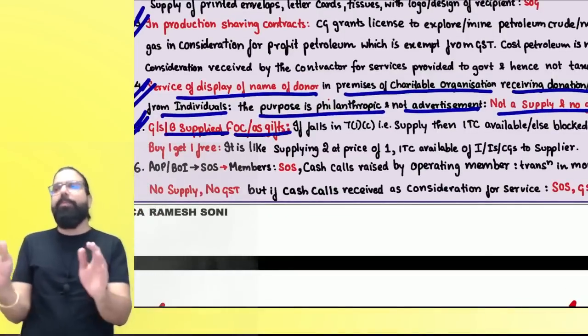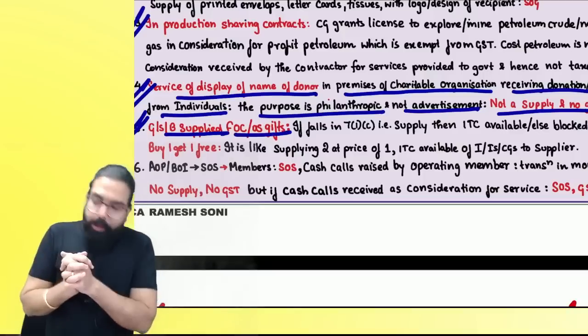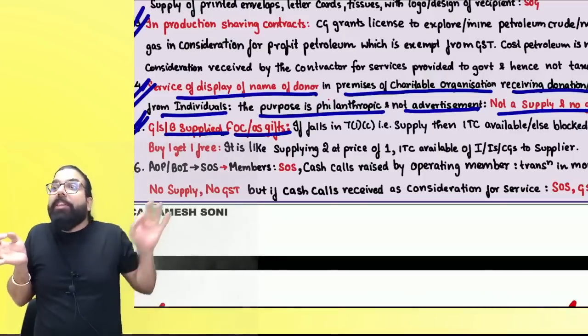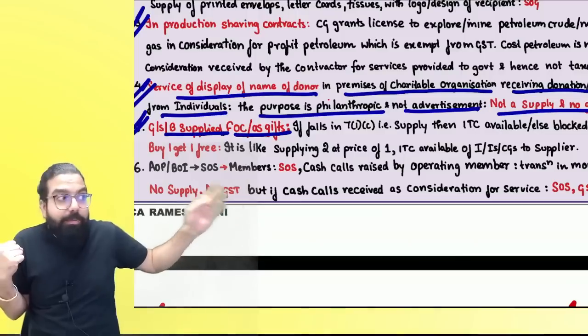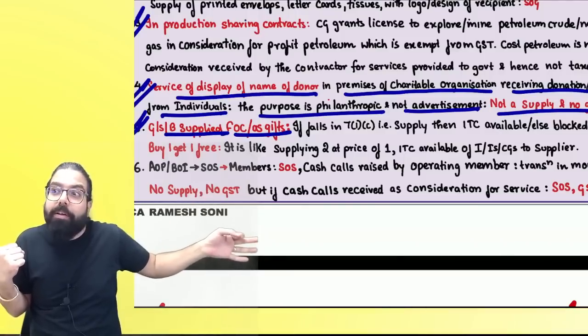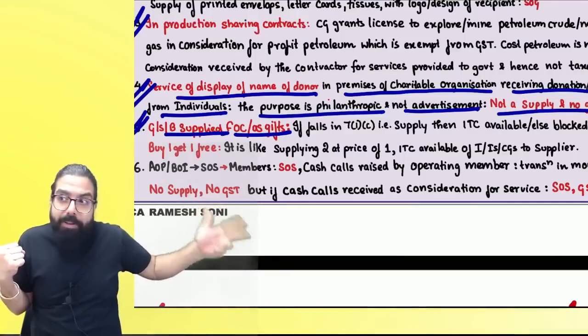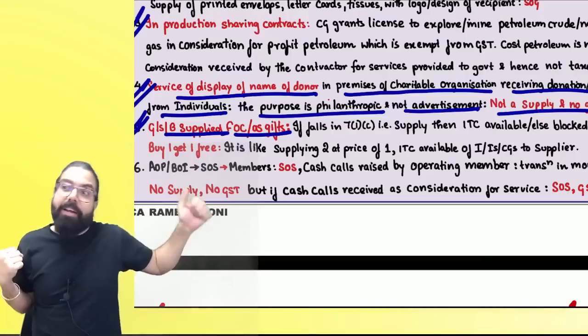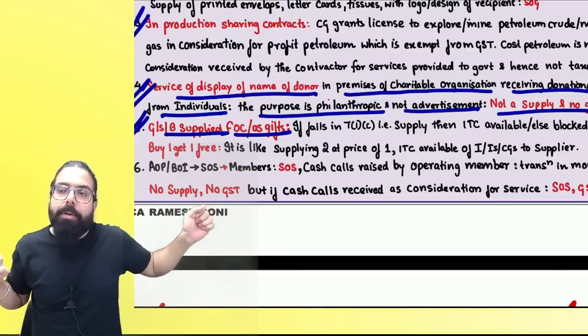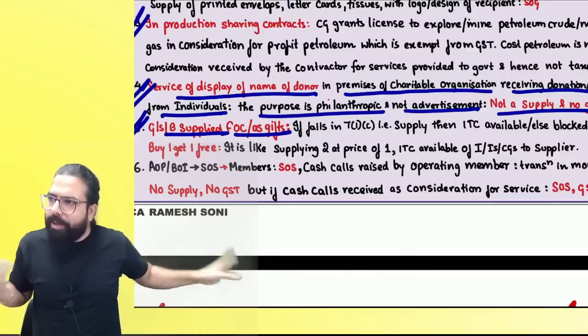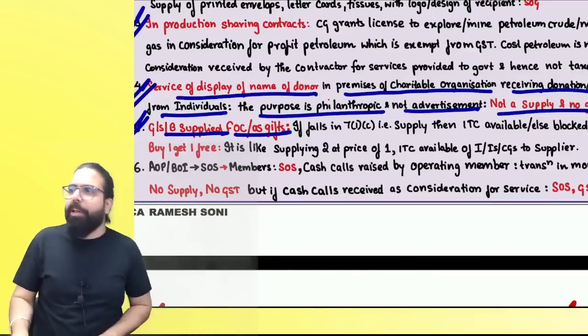Everyone over here, listen to me very carefully. I went ahead and bought thermometer, and thermometers I gave free. I took the ITC on thermometer and I gave thermometer free. What is it, everyone? Permanent transfer of business asset on which ITC was availed. It's a supply. Will I get the ITC? Why? It's a supply. Will I get the ITC? Yes, simple. That is what is being told over here.